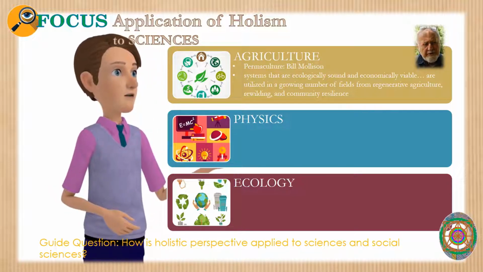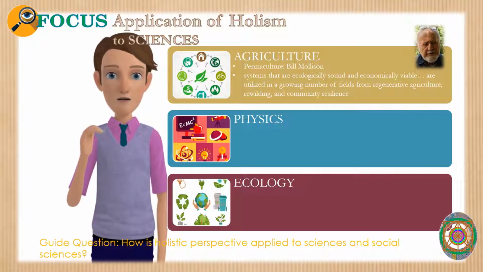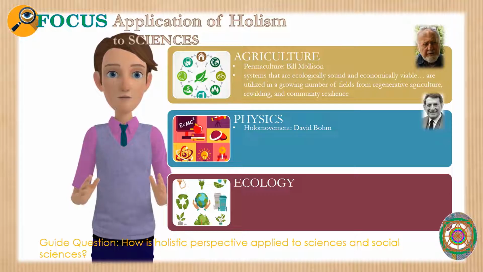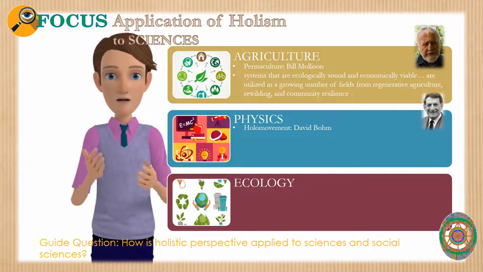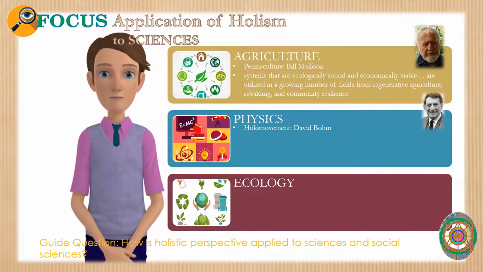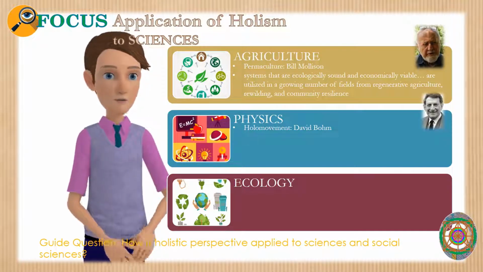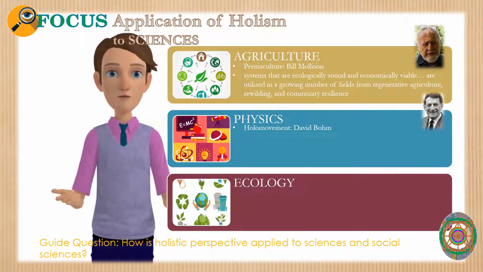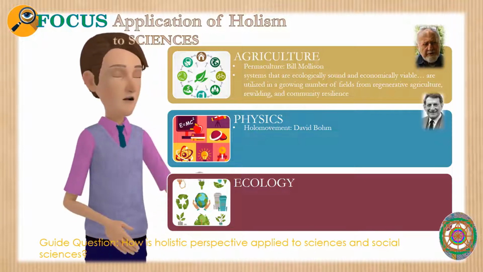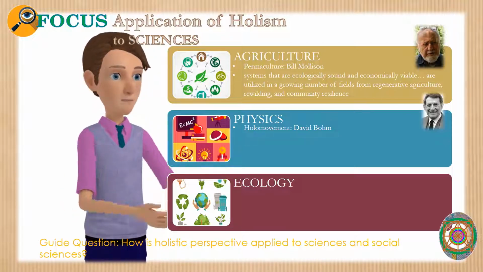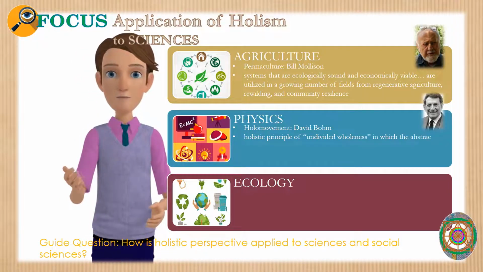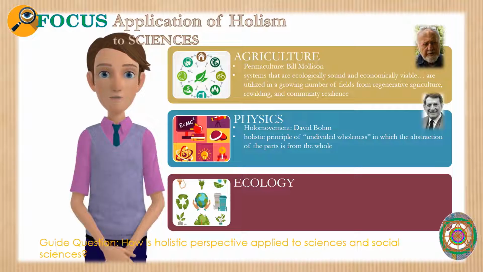Physics shares application of holism with the idea of holomovement. The holomovement of David Bohm relates to holism. David Bohm describes the holomovement in which, according to him, moment to moment the cosmos flickers between the implicate and explicate order, enfolding the present moment into the implicate order and unfolding the next moment into the explicate order in a rapid transcend and include movement of undivided wholeness. It brings together the holistic principle of undivided wholeness in which the abstraction of the parts is from the whole.